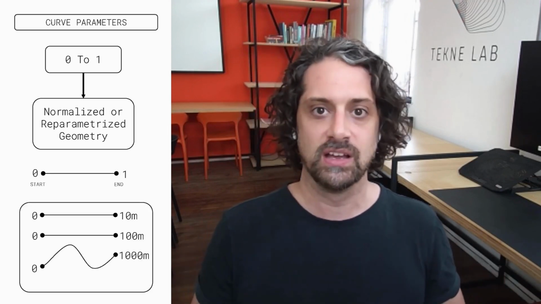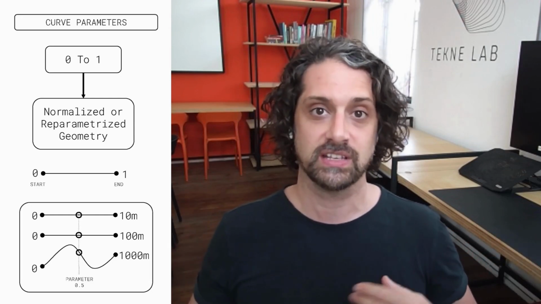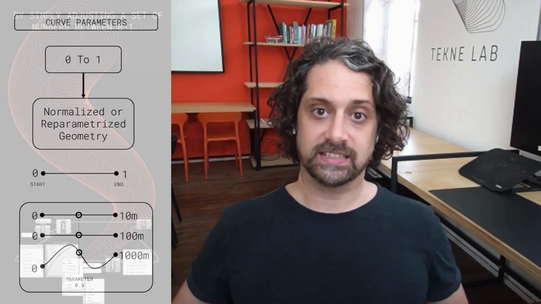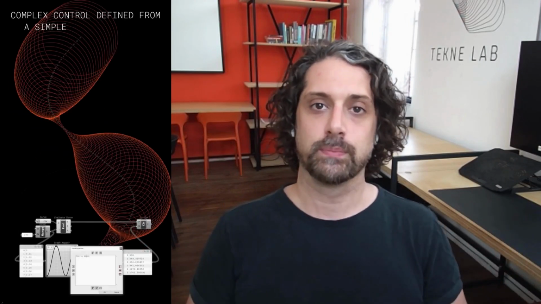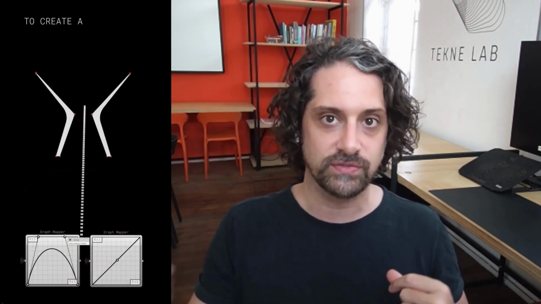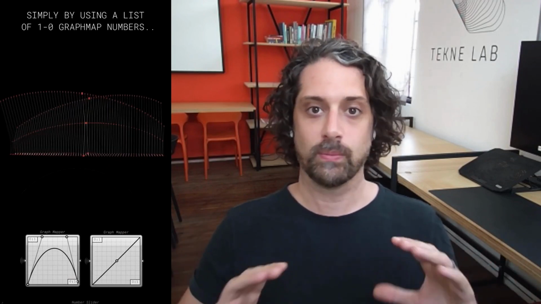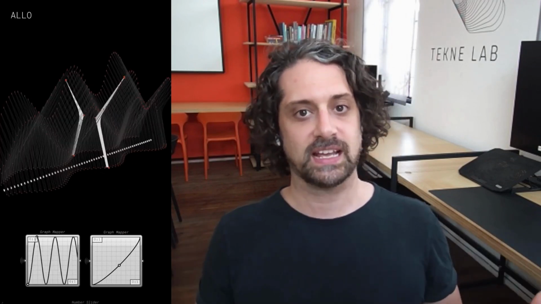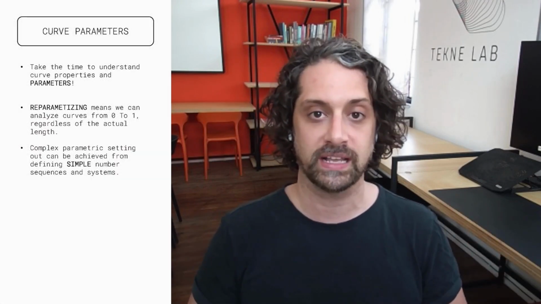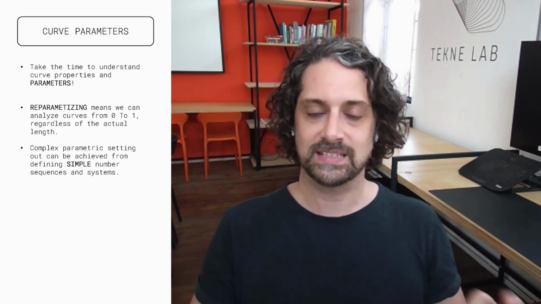If the curve is 1 meter or 1 kilometer, a value of 0.5, for instance, is always going to be the precise midpoint of the curve. Understanding this gives us a huge advantage as we can plot very complex settings out by simply defining a range of numbers spread between 0 and 1, no matter the curve, no matter the scale. And once we understand this one simple fact about curves, it opens up so many different ways of working and dividing up geometry based wholly just on simple number sequences.